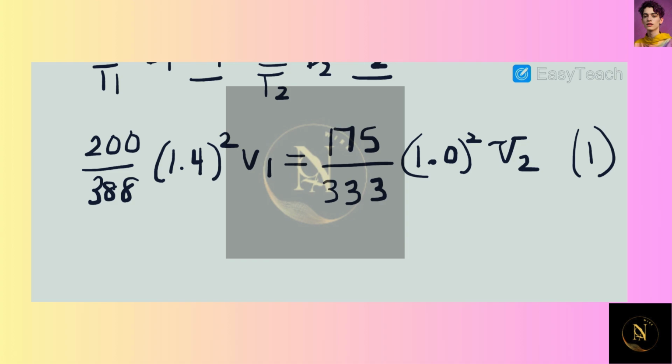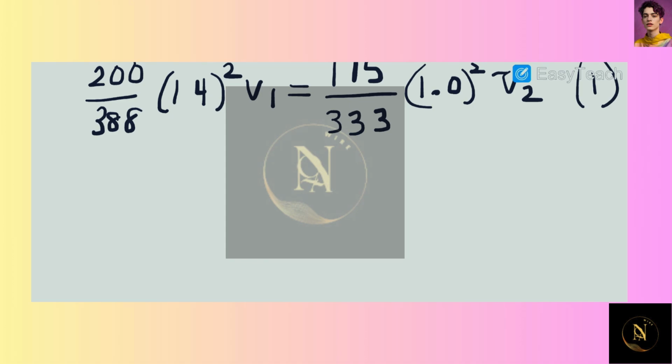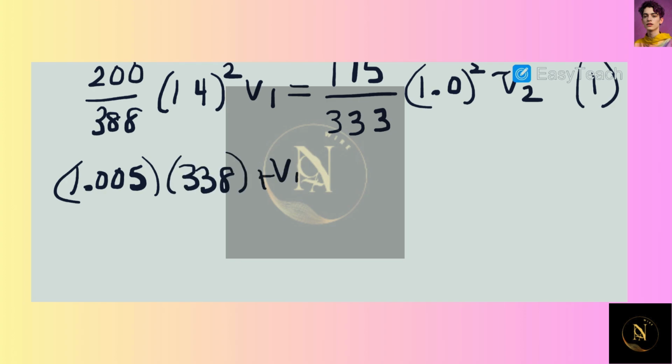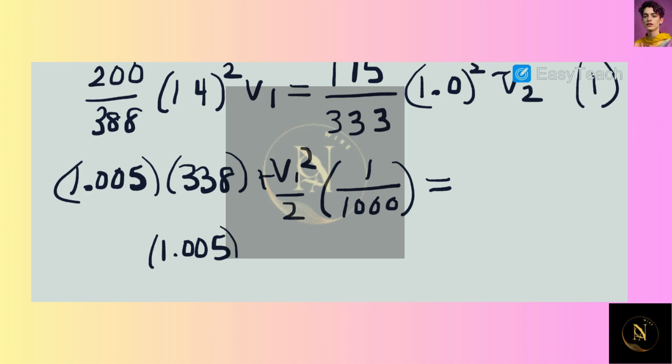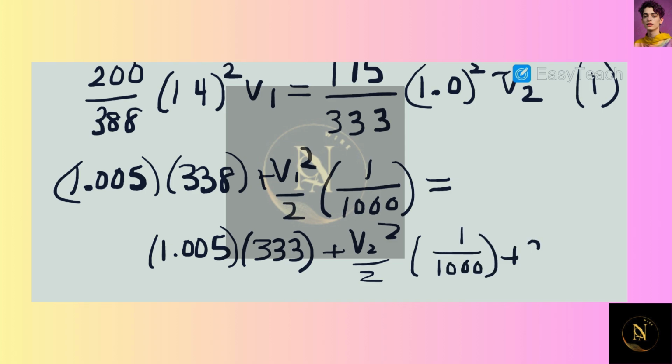And next we have equation 2, and this is coming from our energy balance. Recall that equation 2, after we plug in for all of the variables, is going to look like: 1.005 times 338 plus V1 squared all over 2, times 1 over 1000, is all equal to 1.005 times 333 plus V2 squared over 2, times 1 over 1000, plus 3.3.